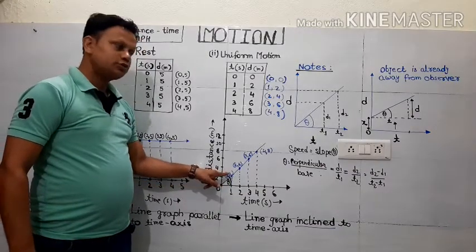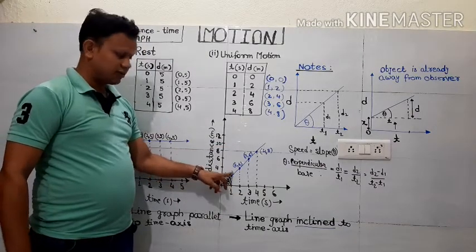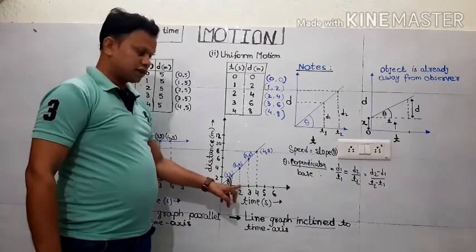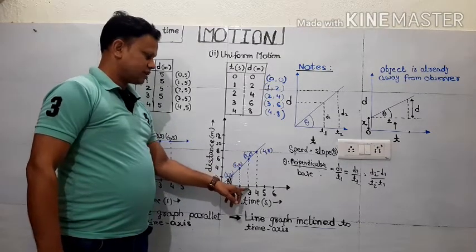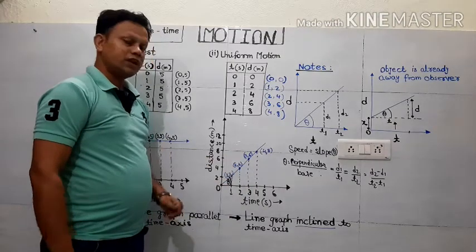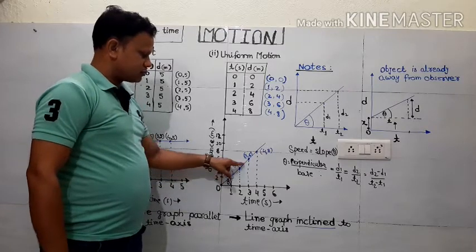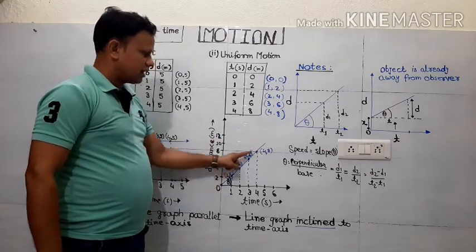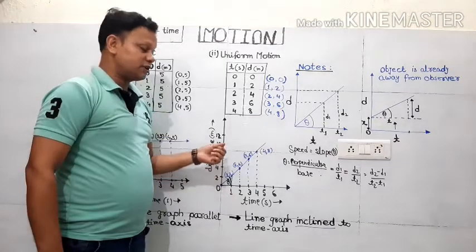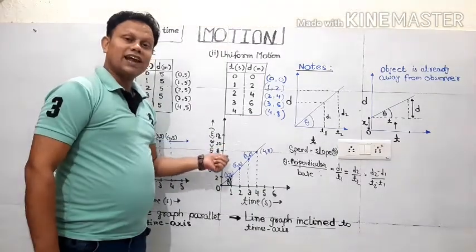Then 1 second, 2 meter. So at 1 second, I will rise 2 meter. Then at 2 seconds, I will rise 4 meter. 3 seconds, 6 meter, and so on. So now when I join these points, again I am getting a line. That means we are again getting a line graph.